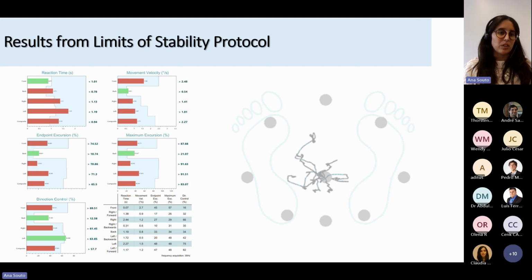So let's move to the results. Starting with the limits of stability protocol. These are the graphics, tables, and illustrations that the software gives us. The first thing that we are going to look at is the illustration of the center of pressure displacement in the 8 directions.